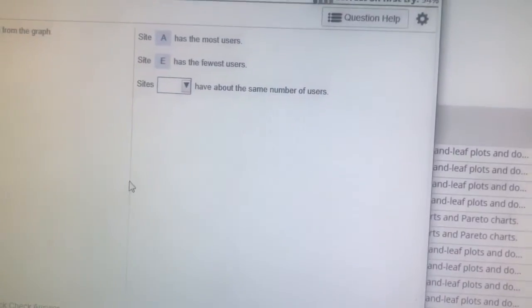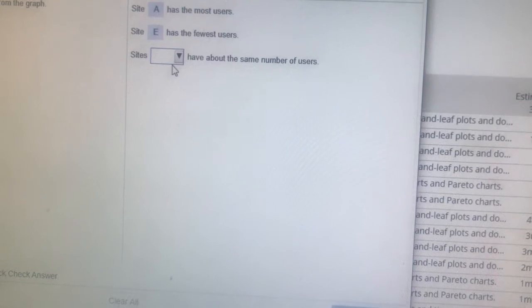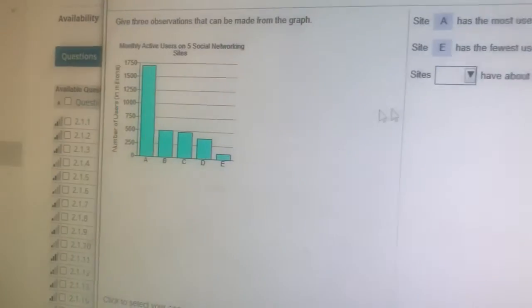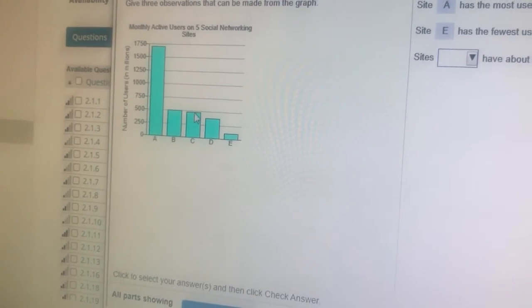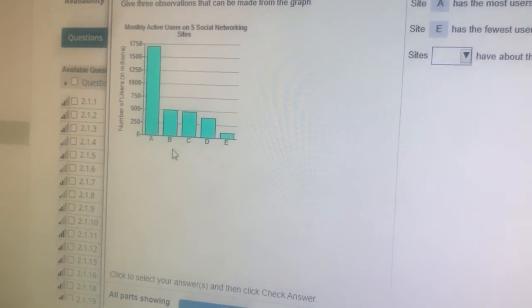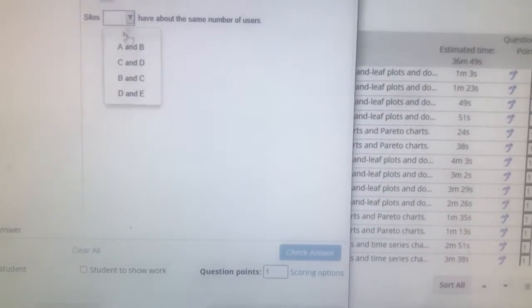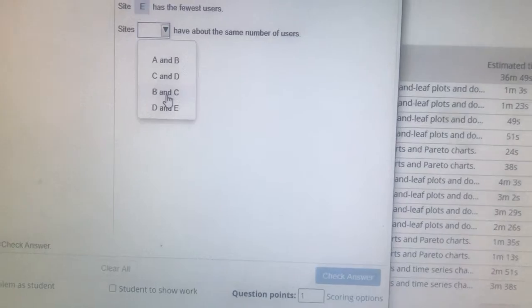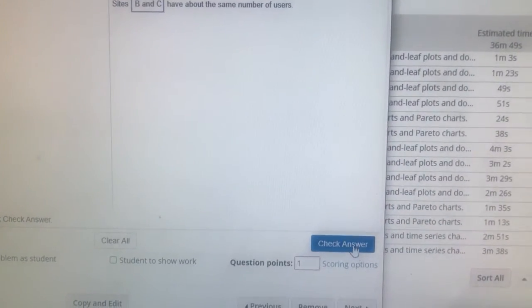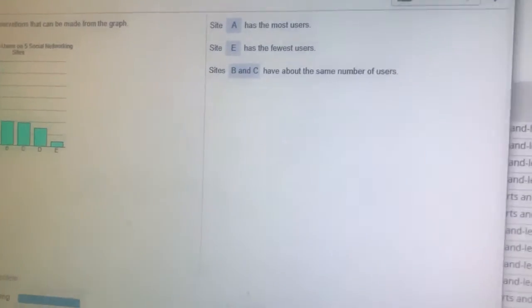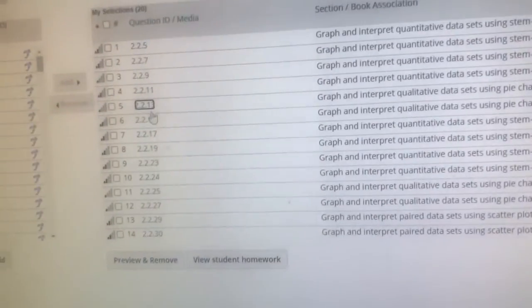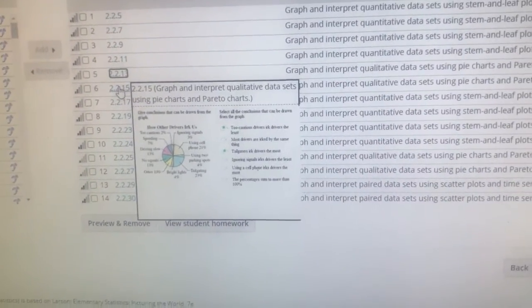All right. Then it says sites whatever have about the same number of users. If you look at the graph here, it looks like these two right here are about the same, aren't they? So it looks like B and C. So let's select B and C right there. Okay, and we're good to go. That is that question. Some of these are rather simple. Some of them. All right, let's look at this one here. This one is a little challenging.